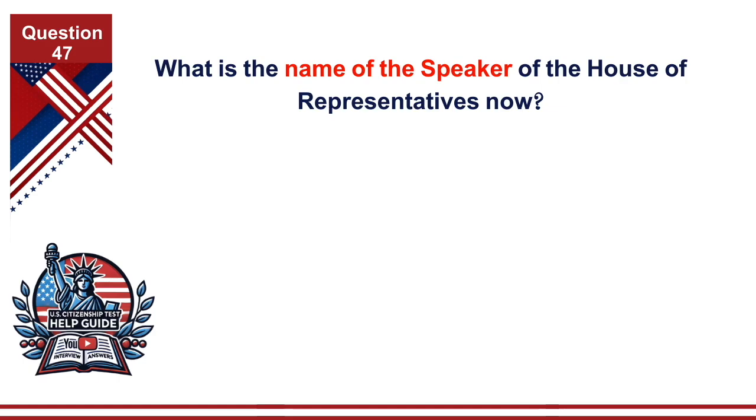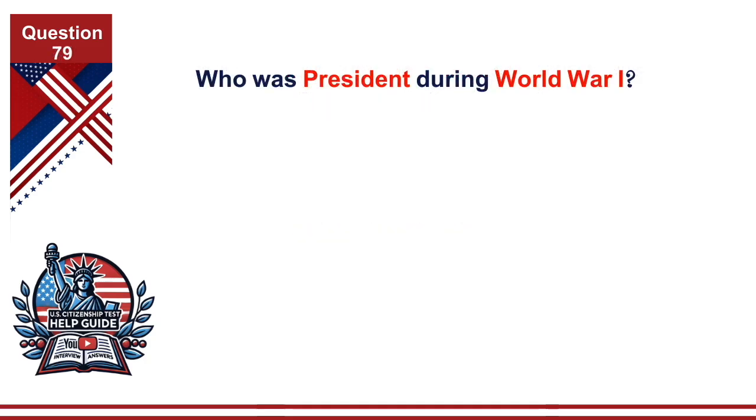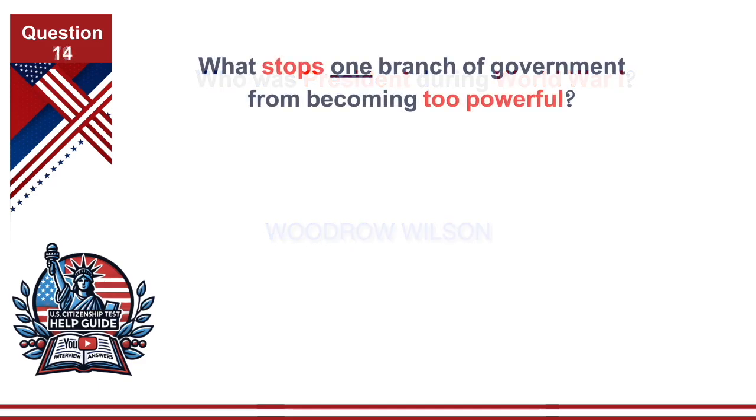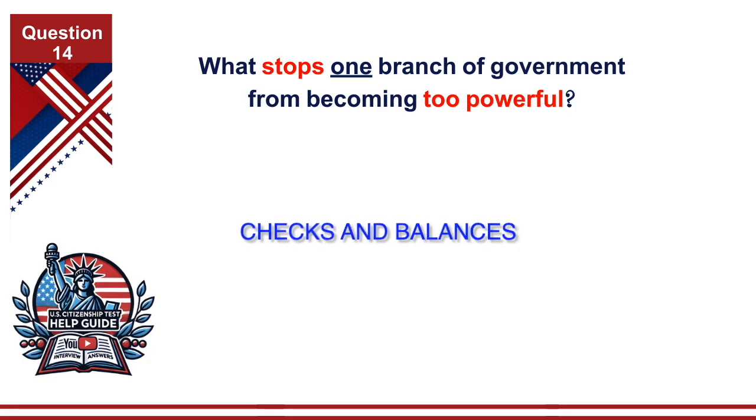What is the name of the Speaker of the House of Representatives now? Mike Johnson. Who was president during World War I? Woodrow Wilson. What stops one branch of government from becoming too powerful? Checks and balances.